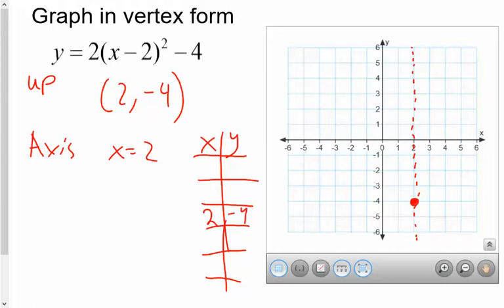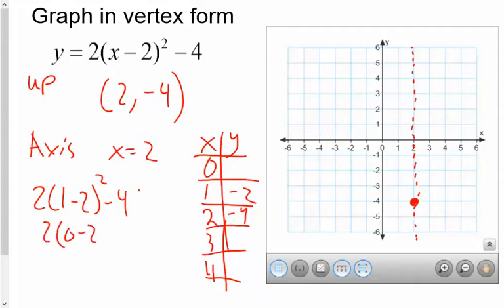2, negative 4. We're going to go up 2 numbers. We're going to go down 2 numbers. I'm going to use 1 and 0. It's just easier to plug in 1 and 0. So 2 times (1 minus 2) squared minus 4. Negative 1 squared is 1, times 2 is 2. 2 minus 4 is negative 2. And then I'm going to plug in 0. (0 minus 2) squared, negative 2 squared is 4. 4 times 2 is 8. 8 minus 4 is 4.